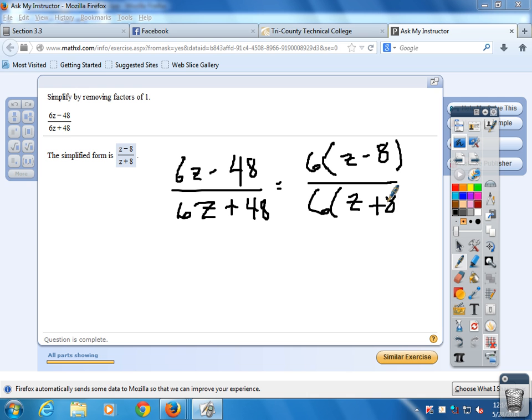And what happens to the 6 over 6? 6 over 6 is 1. And there's your answer. Now the student that sent this says, what happens to the 6? Well, 6 over 6 is 1. So it cancels out to 1. It's just like if you was to have a 36 up top and a 6 right here, what would it cancel to then? Leave the 6. It'd be 6 times z minus 8 over 1 times z plus 8.